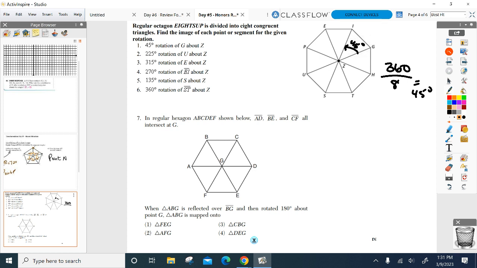So now knowing that, you and your group, go ahead, 1 through 6, roll through them. If you rotate 45 degrees every time.